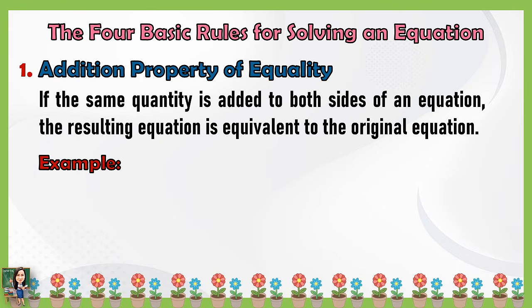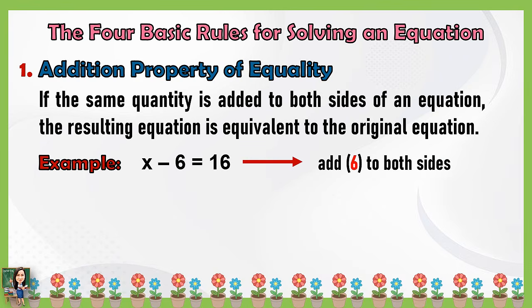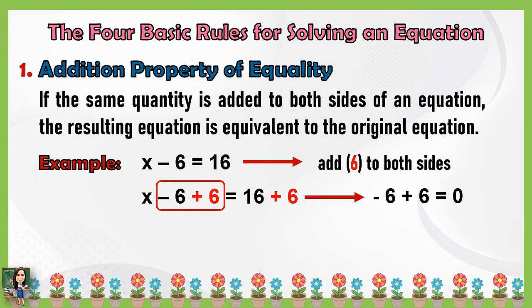equation. For example, x minus 6 equals 16. Then add 6 to both sides. That is, x minus 6 plus 6 equals 16 plus 6. Then negative 6 plus 6 equals 0. The remaining is x. Then 16 plus 6 equals 22. So the answer is x equals 22.